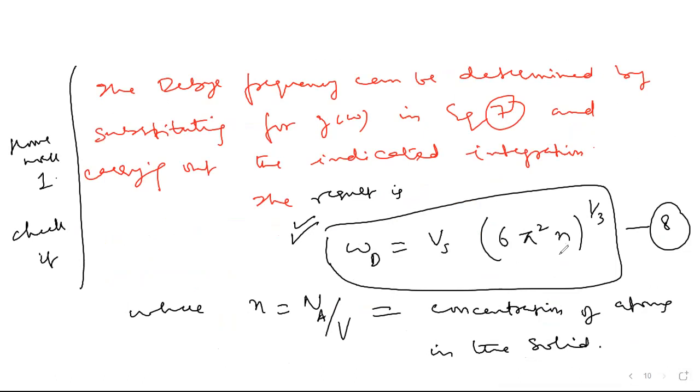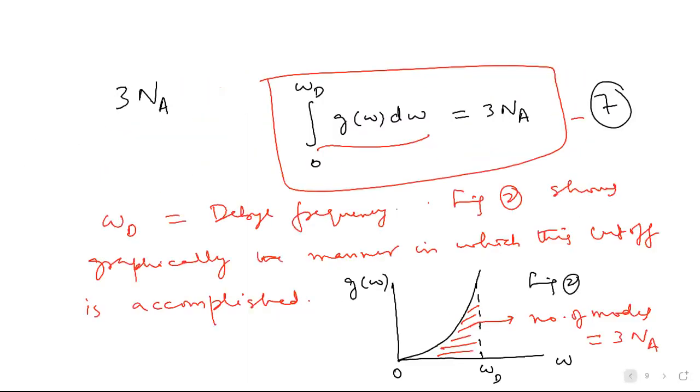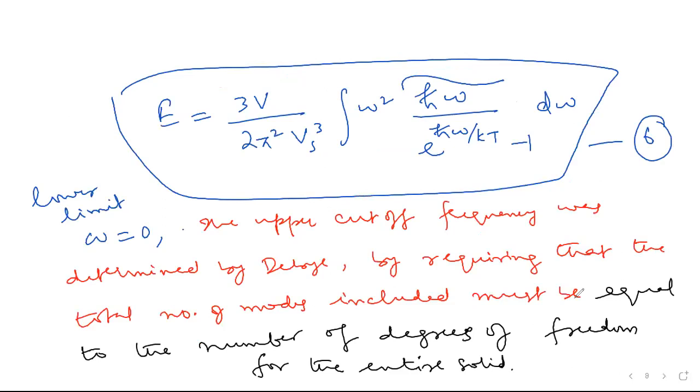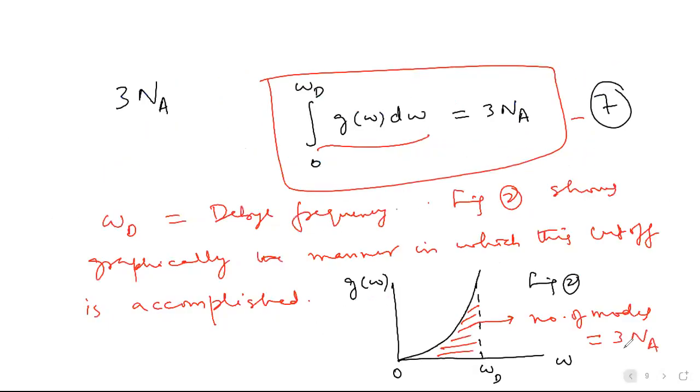So let us move to the total energy. Returning to equation 6, where is my total name of the equation? This one, the total energy of the solid, 3V by 2π² vs³ ω² ħω by e raised to the power ħω by kT minus 1. This was my equation 6.